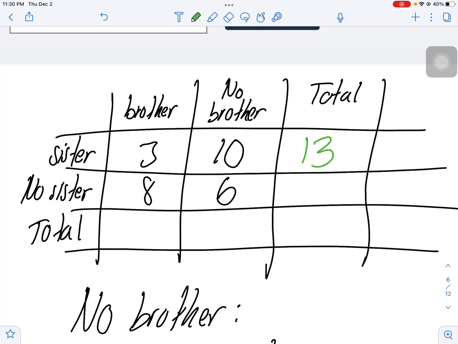And I'm going to add to find our totals. 3 plus 10 is 13. 8 plus 6 is 14. 14 plus 13 is 27. That's good. 10 plus 6 is 16. And 3 plus 8 is 11.